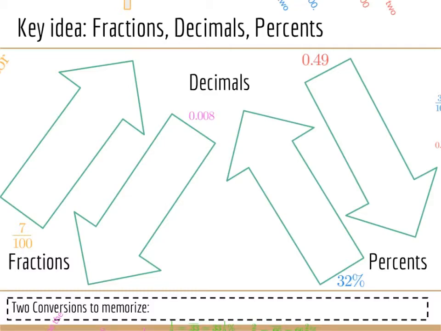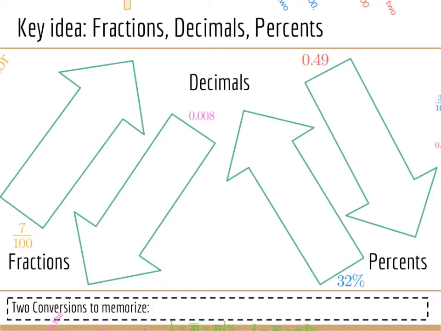So we've got a nice flow chart set up here that's going to allow us to flow from fractions to decimals and percents and back the other way. So I'm going to start on the left-hand side arrow where we're talking about going from fractions to decimals. So the fraction I've chosen is 7/100ths. So I'm going to convert 7/100ths to a decimal.